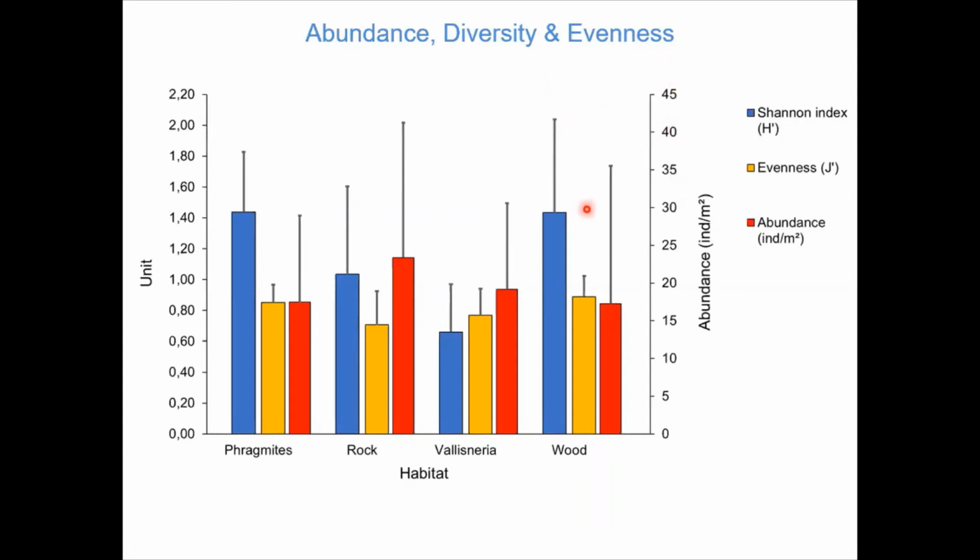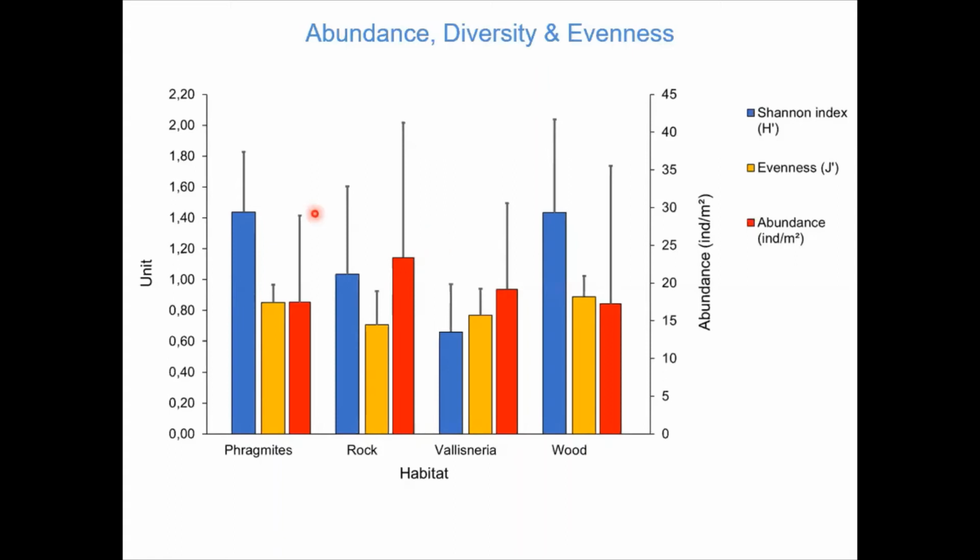Shannon Diversity Index was highest in woody habitats, followed by Phragmites, and both these habitats had significantly higher diversity indices than Vallisneria. If we look at evenness, evenness was fairly similar across the 4 habitat types, with no significant difference between the 4 habitats. The same is seen in abundance. Abundance was highest in rocky habitats, and there was no significant difference in abundances between the 4 habitat types.